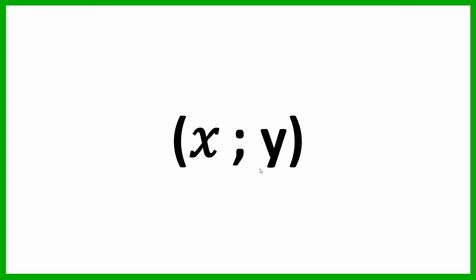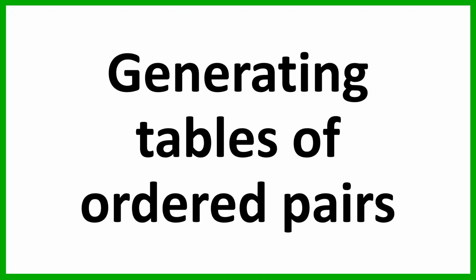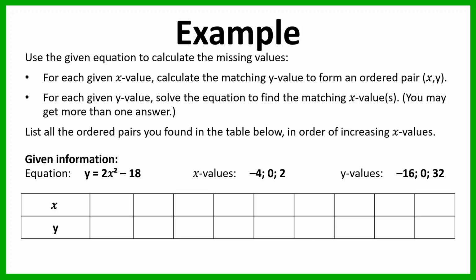We're going to be using ordered pairs a lot when we're working with graphs, so it's important to be familiar with them. Now let's go on to generating tables of ordered pairs. We can use substitution to generate a table of ordered pairs for a specific equation. Let's have a look at our first example.